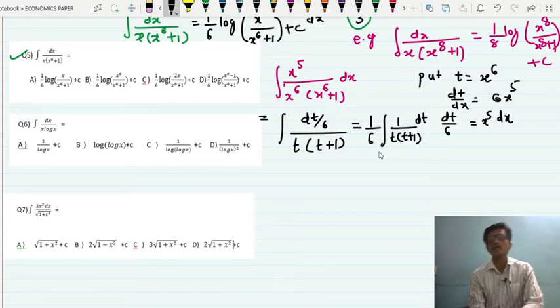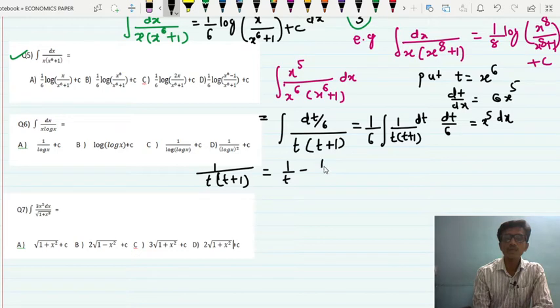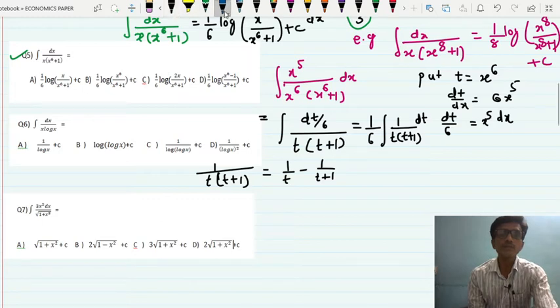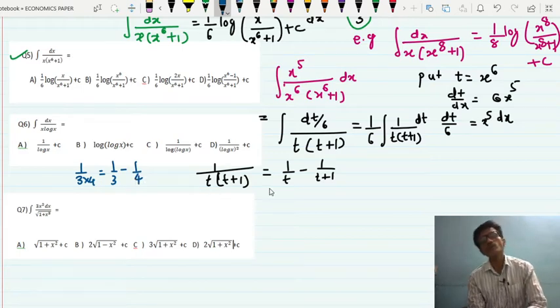How do we evaluate this? These are consecutive numbers. See here, partial fractions. What will the partial fractions be of 1 upon t into t plus 1? This is 1 upon t minus 1 upon t plus 1. t into t plus 1 is the LCM of the denominators. For example, 1 by 3 into 4 you can express as 1 upon 3 minus 1 upon 4. Such as 1 upon t into t plus 1 will be expressed as 1 by t minus 1 upon t plus 1.